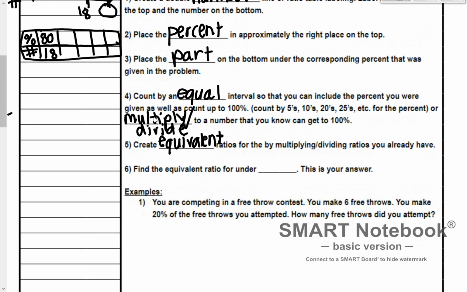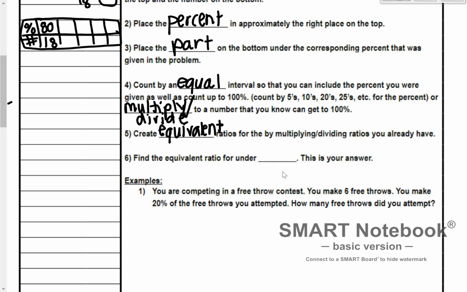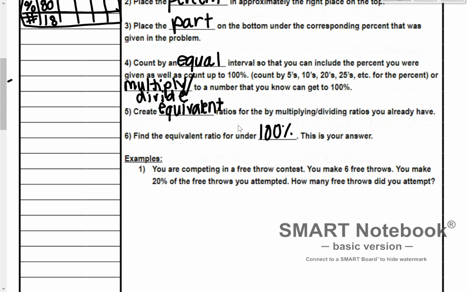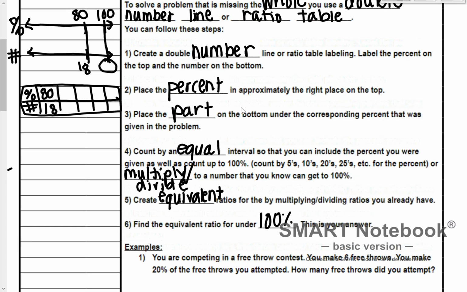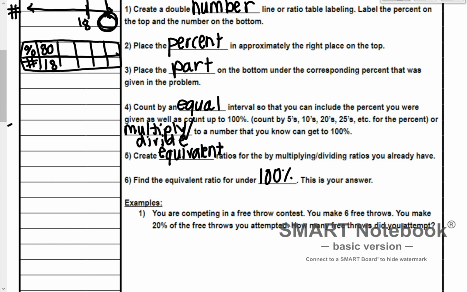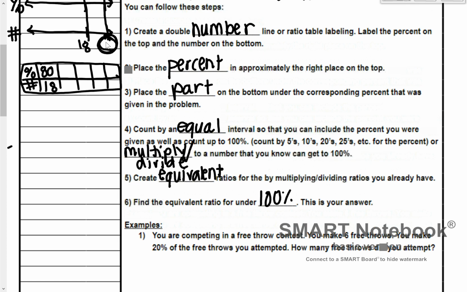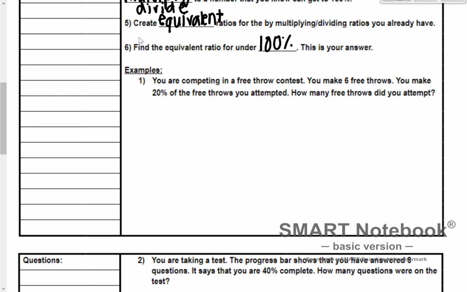Last but not least, we're going to find the equivalent ratio that goes under 100%, because that's going to be our answer, because percent is out of 100, so the total or the whole of percent is 100, so whatever number lines up with the 100% would be our answer. Okay, so let's do some examples, because I know that this was kind of hard to follow since we didn't have an actual example to follow through.